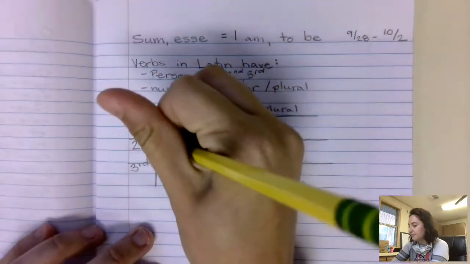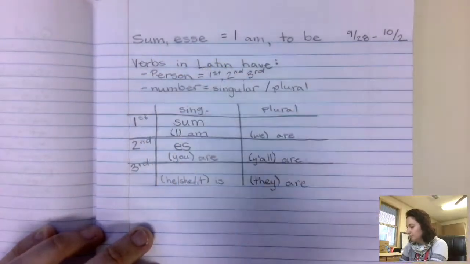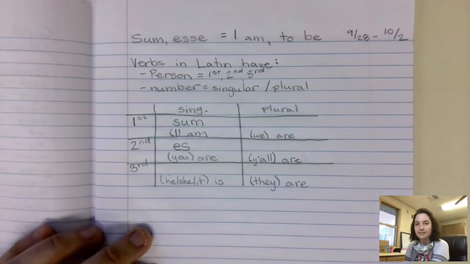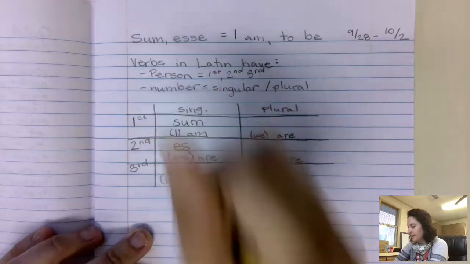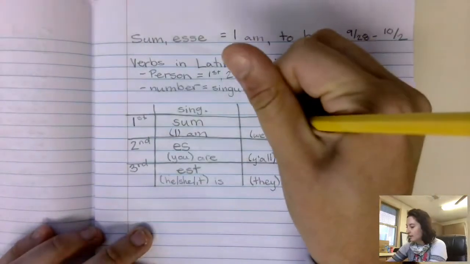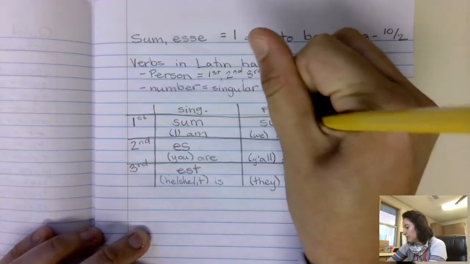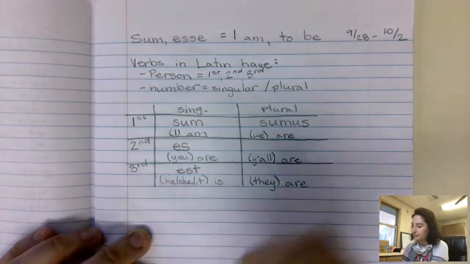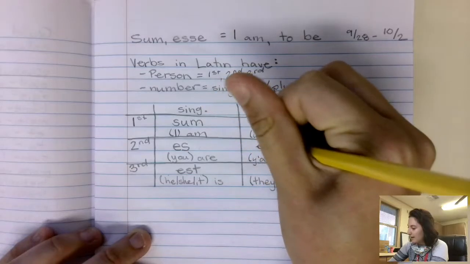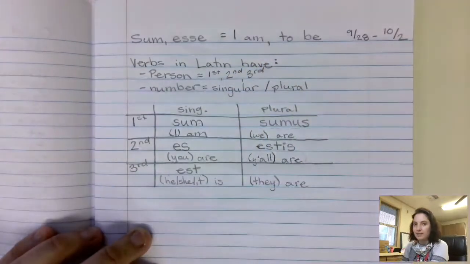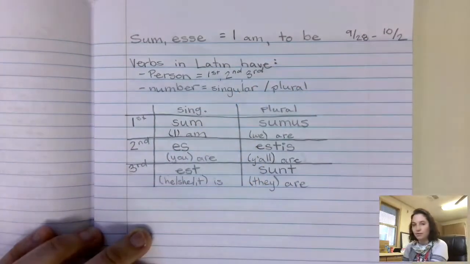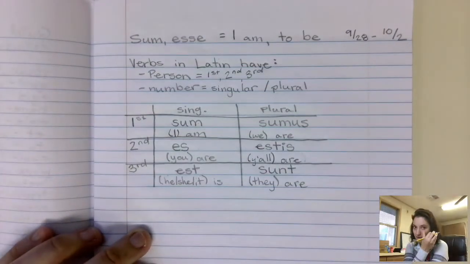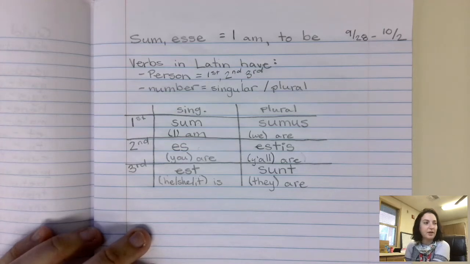So we have sum, es, just es, es means you are, est means he, she, or it is, sumus means we are, estis means y'all are, and sunt means they are. Make sure you take the time to get these all written out the right way with all the spelling correct.